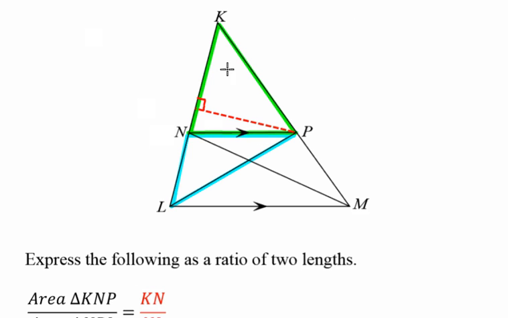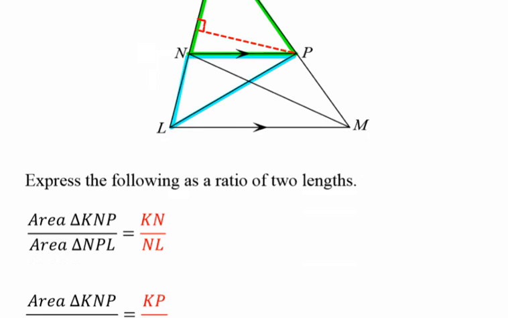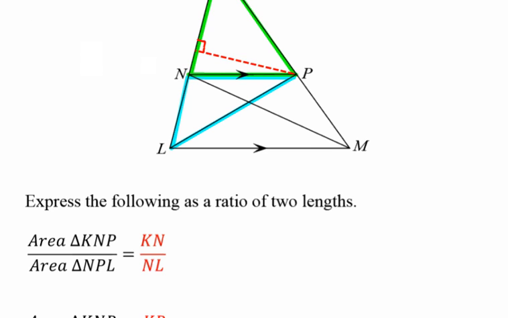Now you'll see it's the altitude for triangle KNP because it's perpendicular to the base KN, but it's also the altitude for triangle PNL because it's from my vertex perpendicular to where my base would be extended, NL. So I know I can rewrite that as the ratio of the bases, KN over NL. Alright, now let's have a look at the other one.